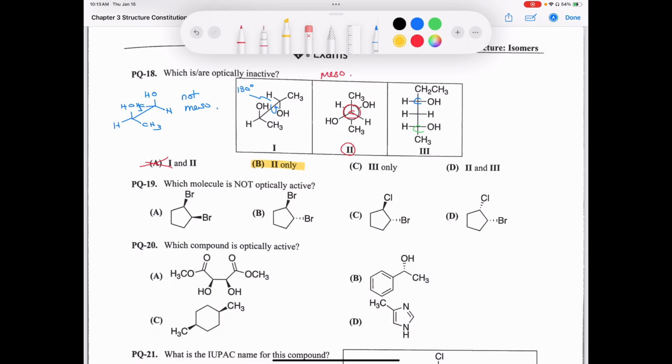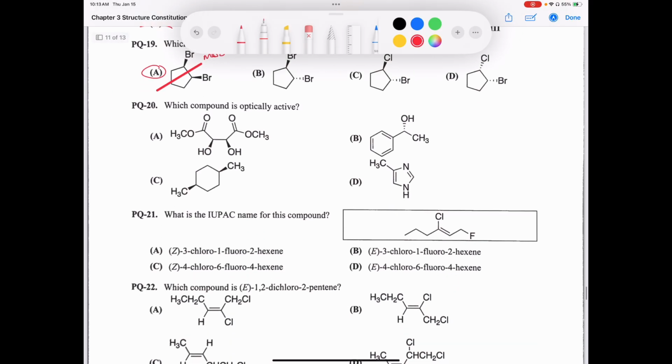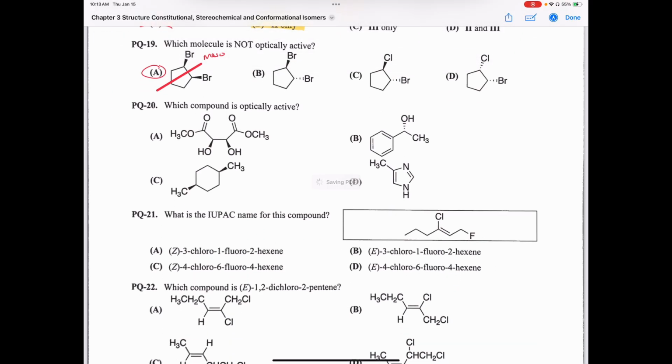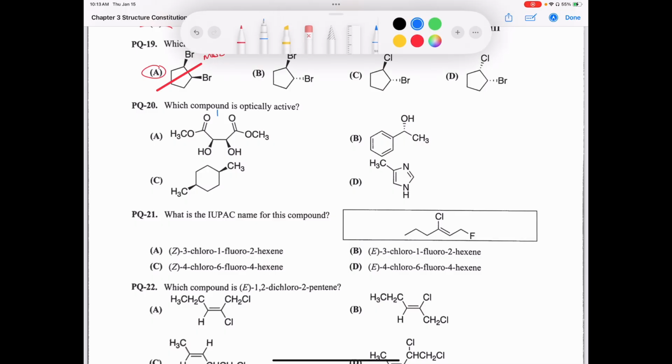Question 19 is asking the same thing. Which molecule is optically inactive? And here you can see the A is a meso compound. This is a meso compound. And so it's optically inactive. If we go to 20, which compound is optically active? Well, if you look at A, you can certainly tell this is a meso compound. And so it's optically inactive. It is meso. If you look at B, there's no chiral centers in it. So that's not optically active.